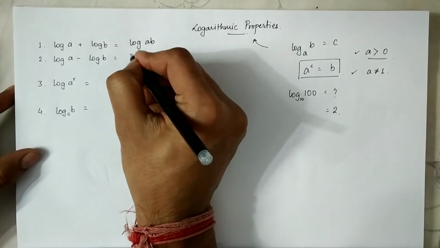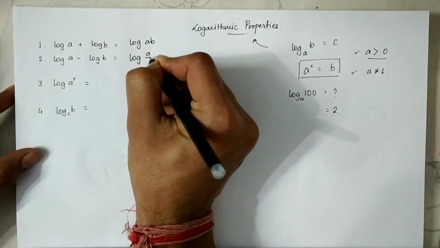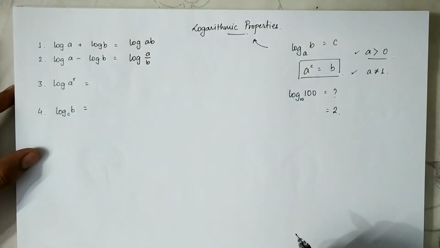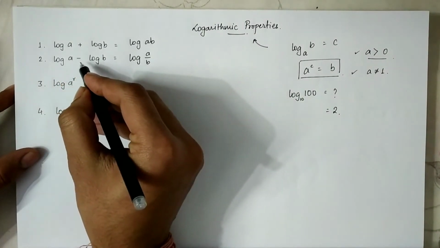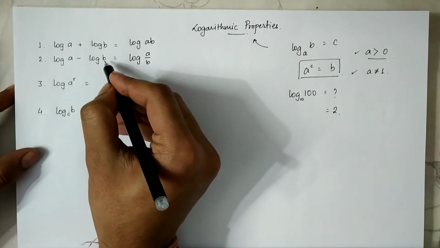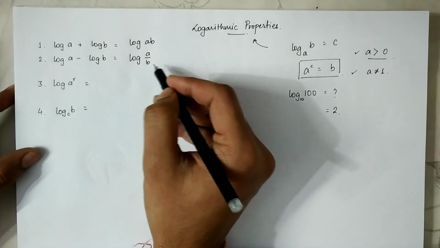Log a minus log b will be log a upon b. For example, log 100 minus log 2 will give me what? Log 50.